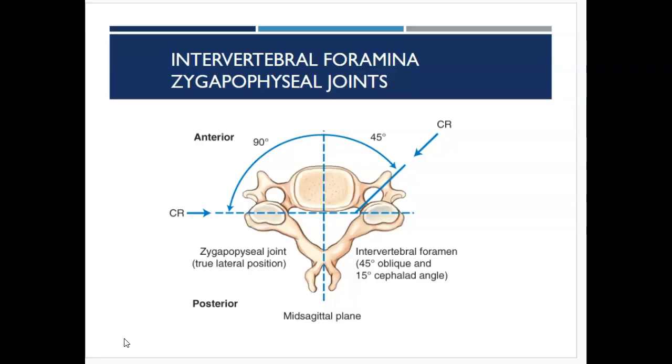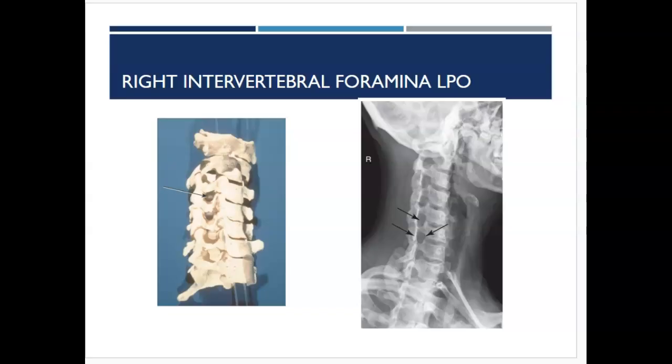Looking at the intervertebral foramina of the cervical spine, the patient needs to be in a 45-degree oblique and the tube needs to be angled 15 degrees cephalad. This opens up those joint spaces and we can see the intervertebral foramina on that cervical spine.